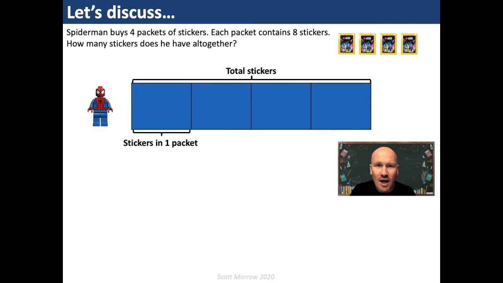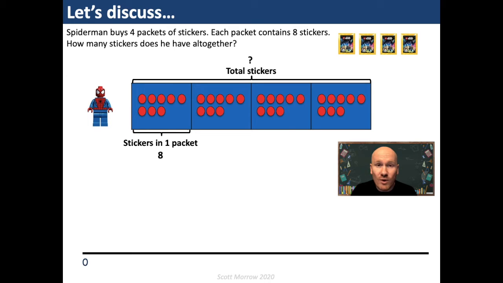Now that we've done that, we can put the values in we know. And in this case, we know there are 8 stickers in each packet. What we're trying to work out is the whole amount, the total number of stickers. I'm going to use counters to represent those stickers. So let's put 8 counters in each of those parts. And I know I need to work out how many counters there are all together. So I've got 4 lots of 8, or 4 times 8, or you can see I'm adding 8 plus 8 plus 8 plus 8.